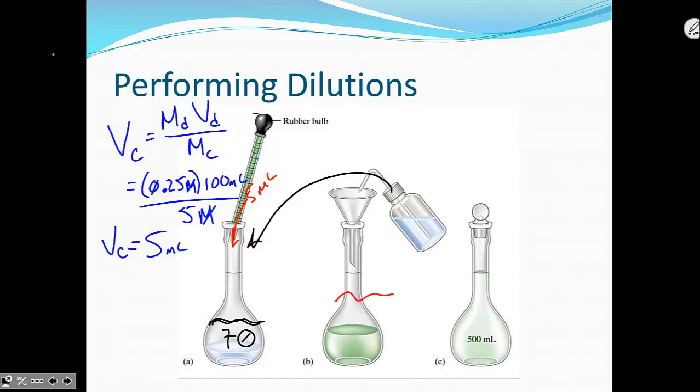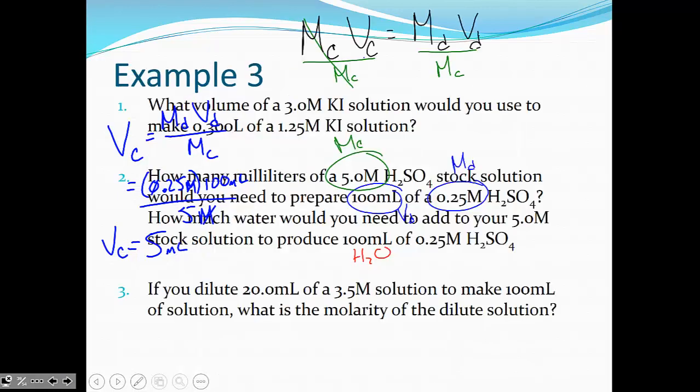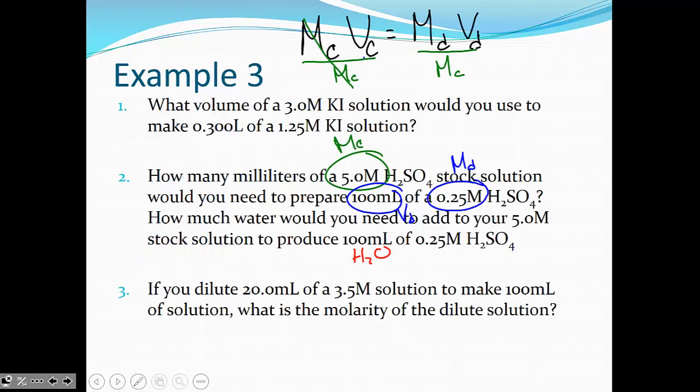So you would end up with something like this, like 75 milliliters of some concentration of sulfuric acid. The reason for that is that sulfuric acid boils when water is added to it. Concentrated sulfuric acid boils when water is added to it. So this problem is a little out of order. Never add water to acid. It's always the other way around, acid to water.